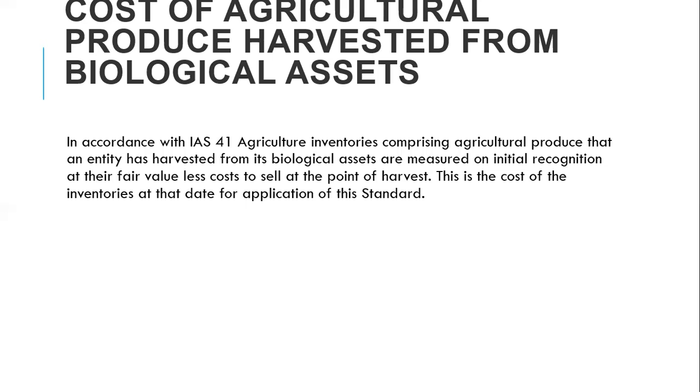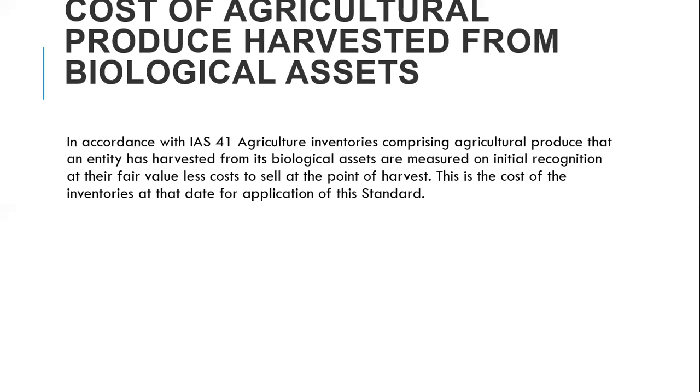Okay, cost of agricultural produce harvested from biological assets. In accordance with IAS 41, inventories comprising agricultural produce that an entity has harvested from its biological assets are measured on initial recognition at their fair value less cost to sell at the point of harvest. This is the cost of the inventories at that date for application of these standards. So that is the mapping of IAS 2 to IAS 41.